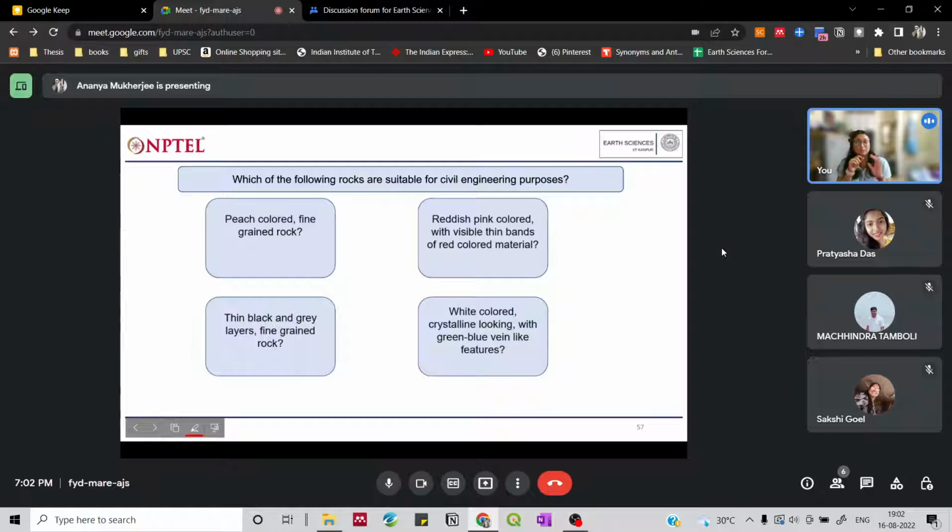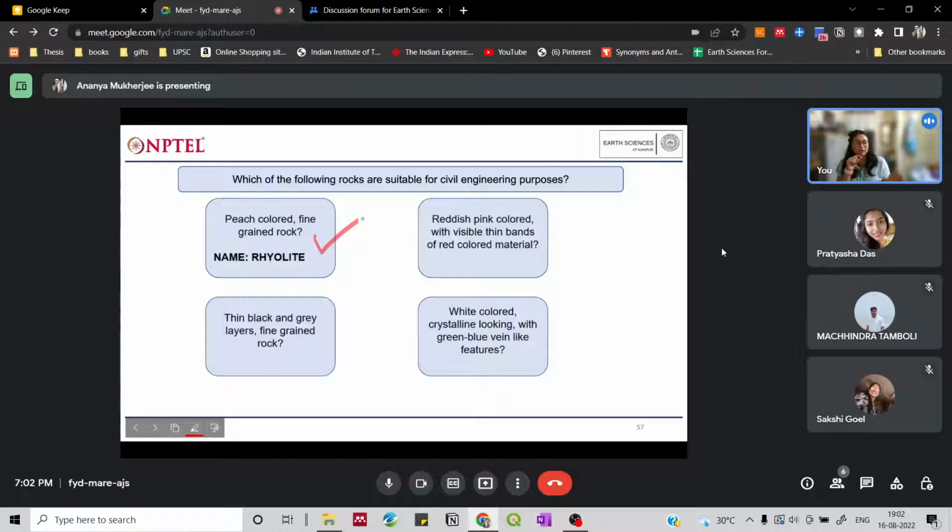Now since it's a peach colored rock, most evidently you can say that quartz is one of the major minerals forming this rock, and that is why this will be a favorable rock to be used as both foundation and construction material, the building stone material. So we can use this rock, okay.